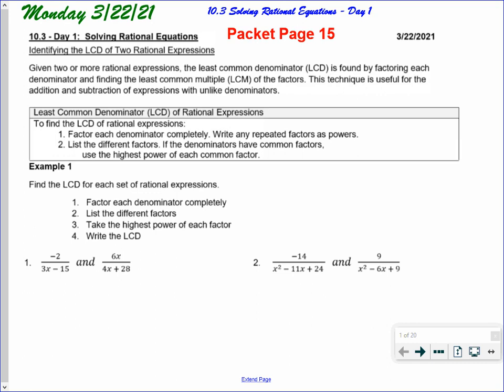How's it going, guys? Today in this video, we're going to be going over 10.3, day 1, solving rational equations. So before we can actually solve a rational equation, we need to figure out how to solve for our LCD, or our least common denominator.